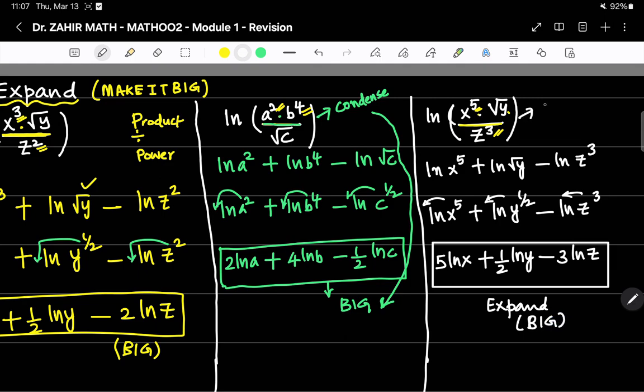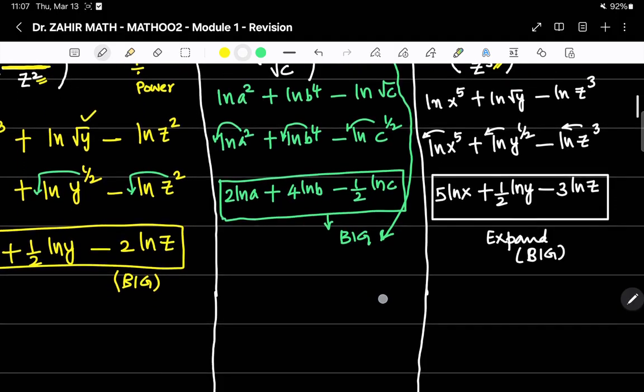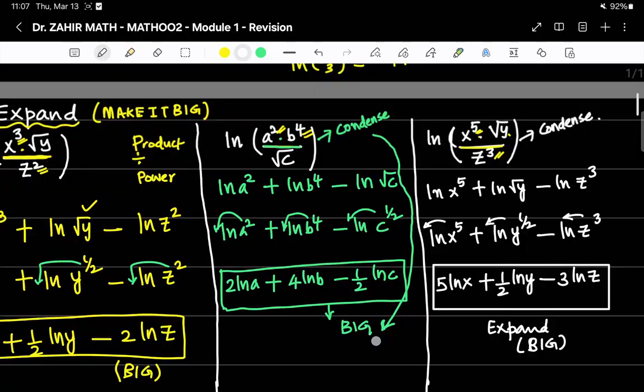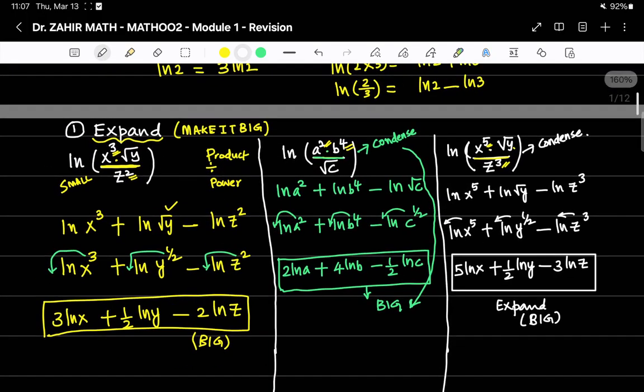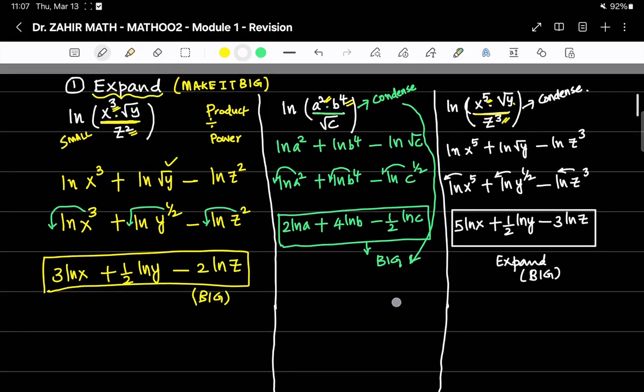And this is what? Condense. Condense means what? Only one term. Keep that in your mind. So this is the example for expand. Is it clear, all of you? Expand is clear? I gave you 3 questions for practice. So this is for expand.